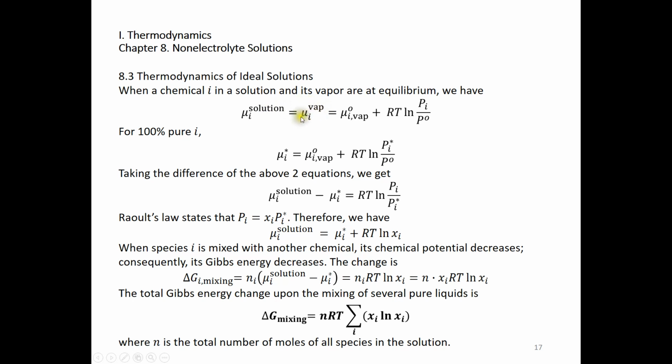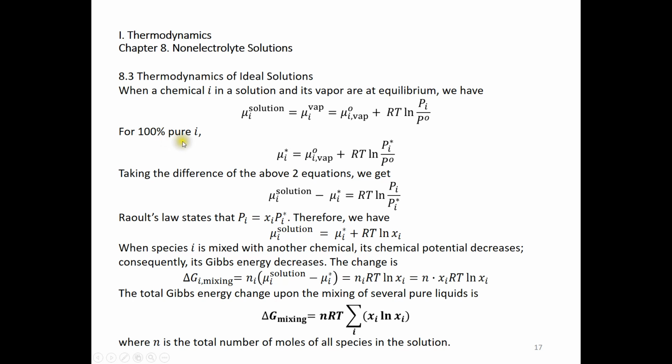In the gas phase, we have its partial pressure, P sub I. And the chemical potential of this species in the gas phase is equal to the standard chemical potential of this species plus RT times the natural logarithm of its partial pressure P sub I over P naught. We proved this equation before.